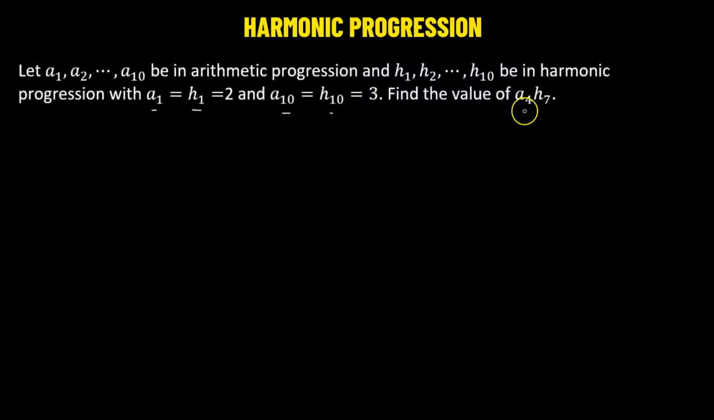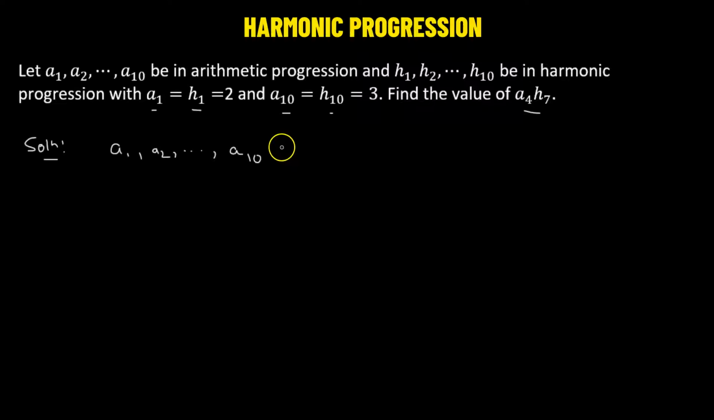So using this information, we need to find out the value of the product A4, which is the fourth term of the arithmetic progression, and H7, which is the seventh term of the harmonic progression. So let us begin. Now we'll start with the arithmetic progression. So here we have A1, A2, all the way up to A10.